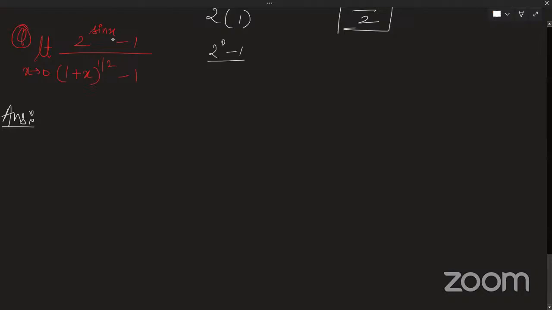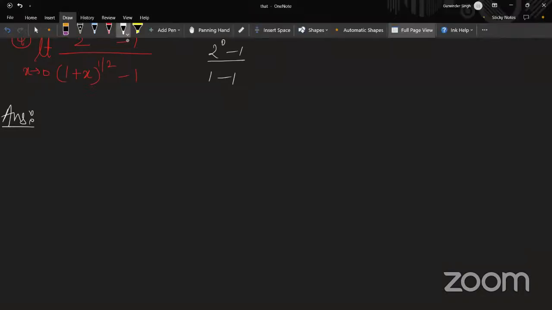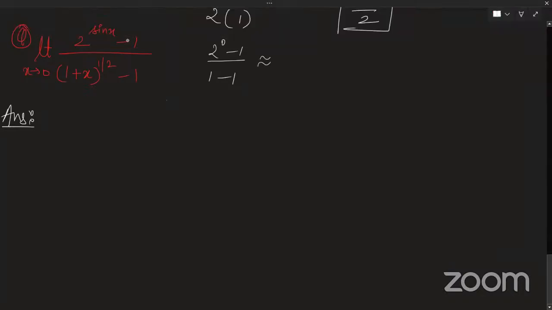Yes, it is in 0 by 0 form. The value of 2 raised to 0 is 1, right? So 0 by 0, indeterminate form. So I should apply L'Hopital's rule. Great. Can you just differentiate the denominator for me? What will be the derivative of the denominator?